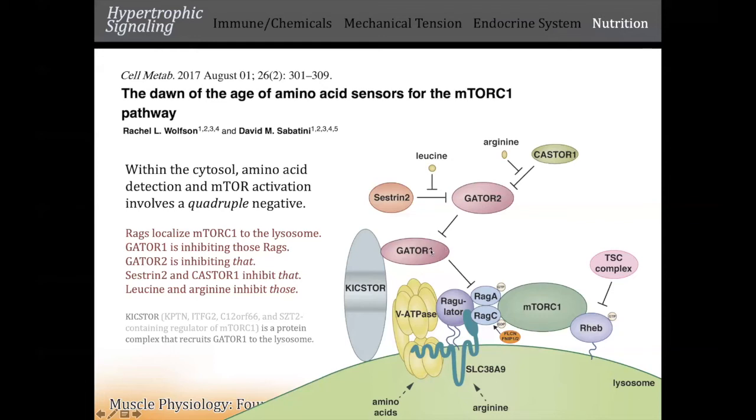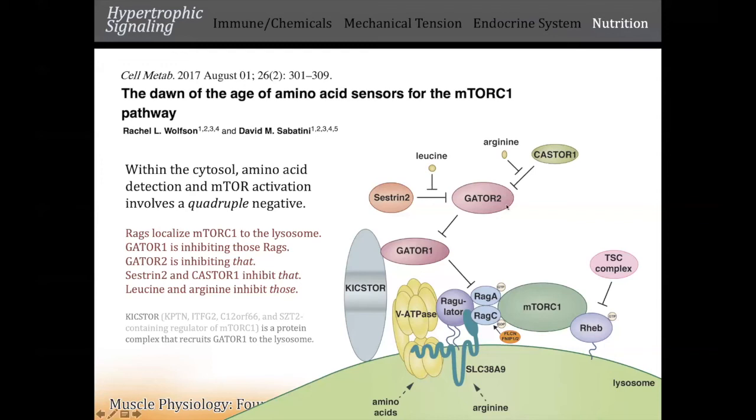And Gator 1 would have been inhibiting the RAG GTPases. And so that promotes it. So it's a negative, negative, negative, negative is a positive. Four wrongs in this case make a right, if right means translation, if right means hypertrophy.